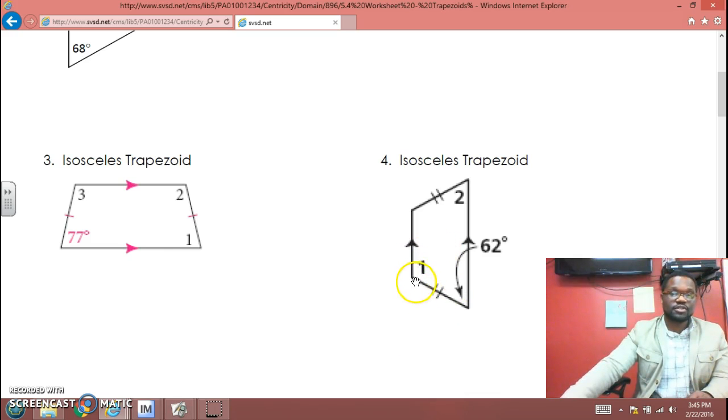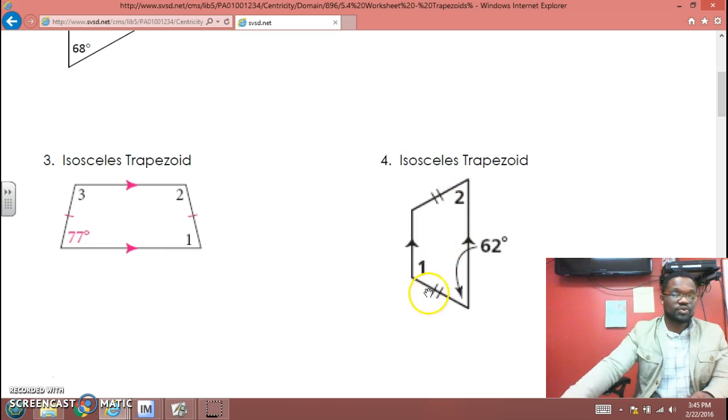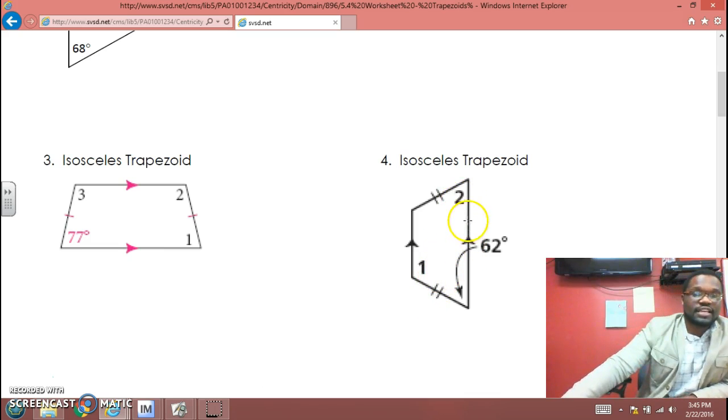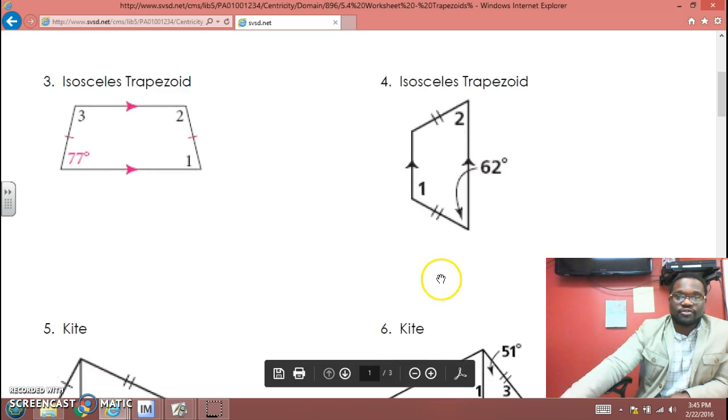So this has to be 118. This is 62, and this one is 118. Now again, where is this coming from? The base angles in an isosceles trapezoid are congruent.